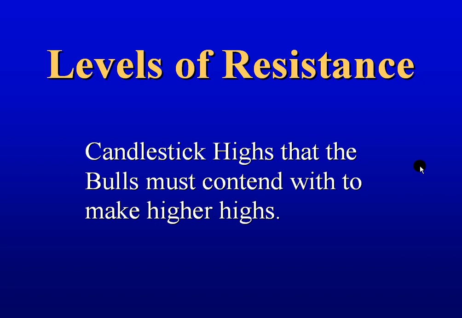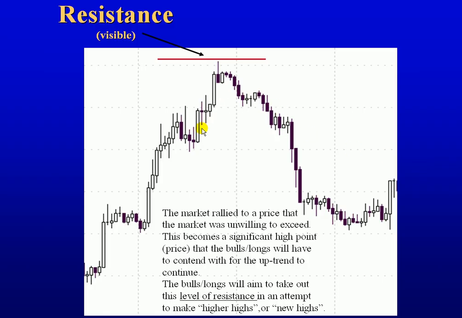Levels of resistance are candlestick highs that the bulls must continue with to make higher highs. When price comes up and makes a very distinct high, then at some future date, there's a reason why price moved to this high and did not move above this specific price point. And that is because of potentially a multitude of factors. Whether it was based on a news or geopolitical event or economic data that had come out, or the market had simply, based on their assessment, decided that this currency cross valuation was not worthy of a higher price.